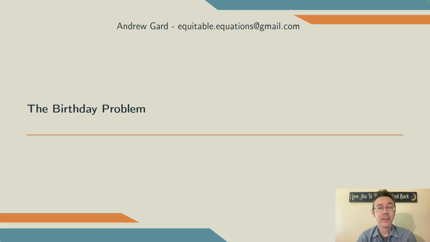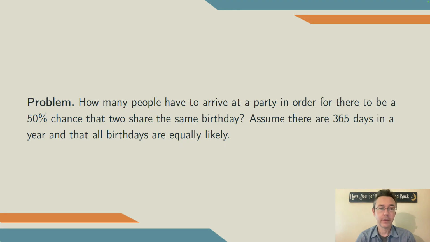Hey everybody. Today we're tackling one of the most famous, or maybe infamous, problems in all of probability, the birthday problem. It goes like this. How many people have to arrive at a party in order for there to be a 50% chance that two of them at least share the same birthday?